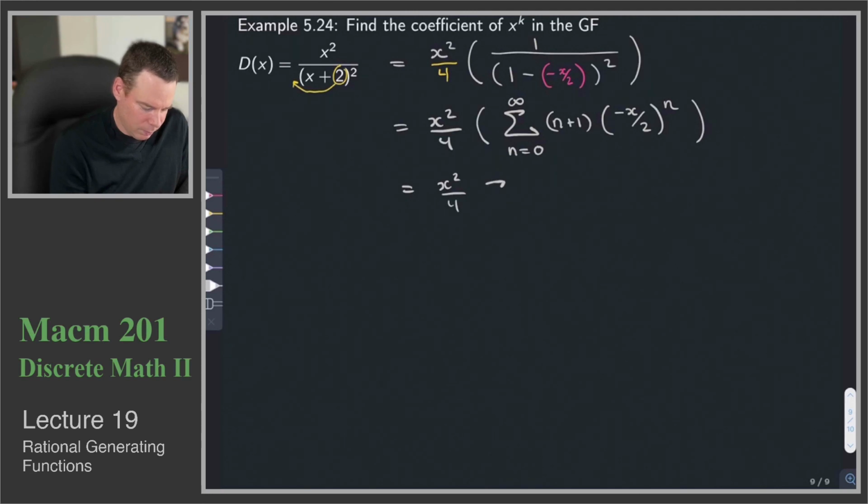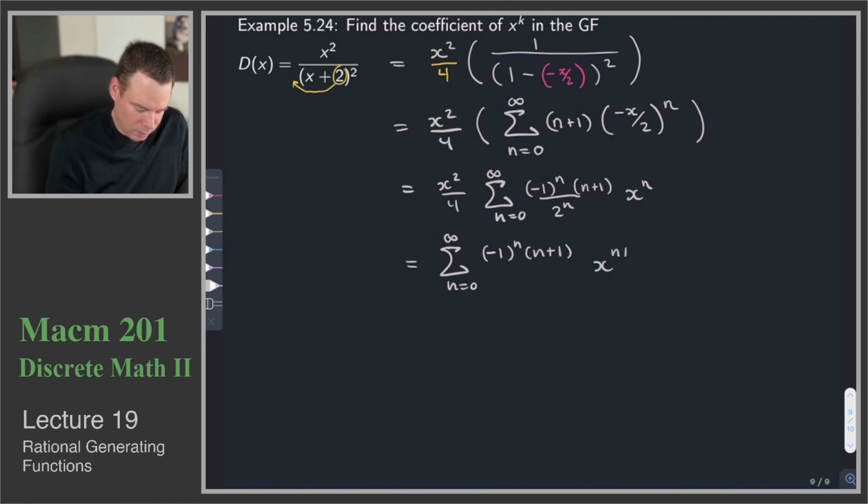Now we'll just clean it up a little bit. n equals 0 to infinity. We get a negative 1 to the n, we get a 2 to the n on the bottom, we get an n plus 1, and we get an x to the n. Then I can expand through. This thing out front, I just multiply it into each term. What do we get? We get negative 1 to the n plus 1, that's an x to the n plus 2. I multiply the denominator by 4, which is a 2 squared, so this becomes a 2 to the n plus 2.